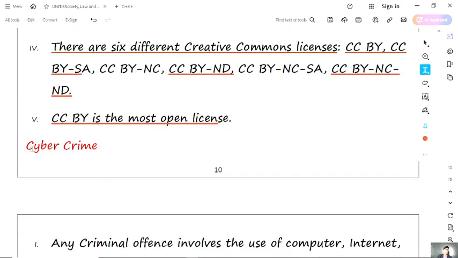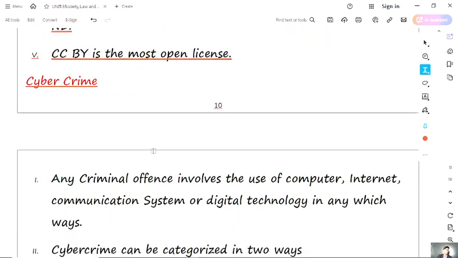Now come to cyber crime. What is cyber crime? You already know, this is a common topic nowadays.